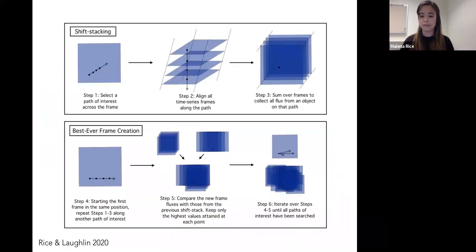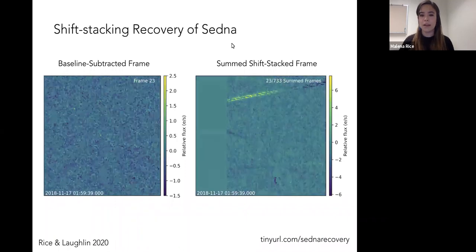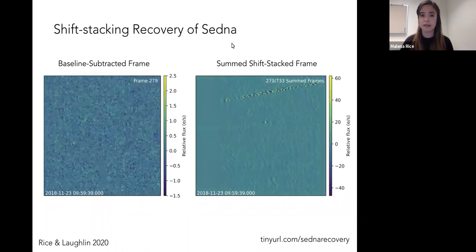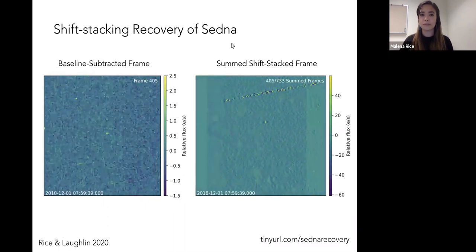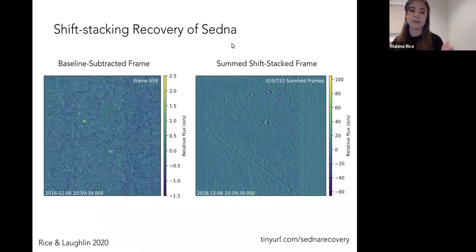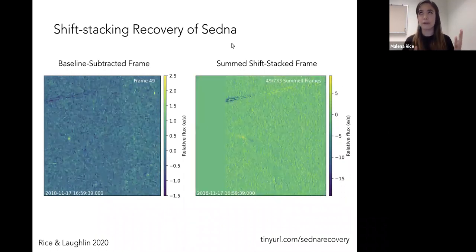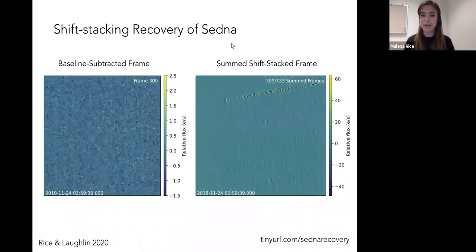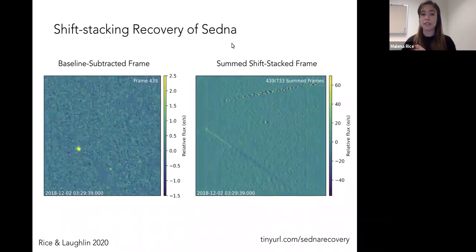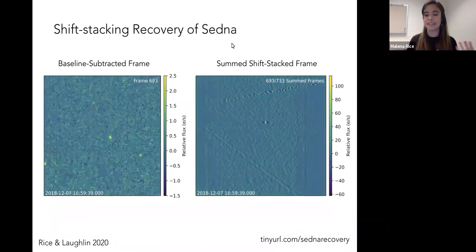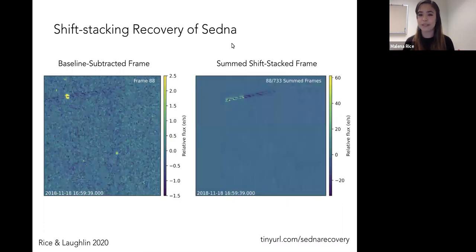This is an example video that's just showing how we shift stack to recover Sedna's flux. And what you see here is in the left frame, we've masked out all of the background stars. And so what you end up seeing is foreground asteroids that are just passing through the frame. Once we've gotten rid of all the extremely bright things in the frame, then you end up with the slightly less bright things that are just asteroids passing through.